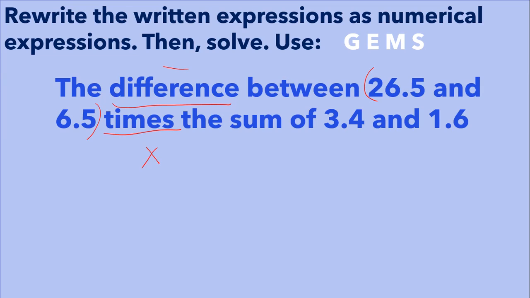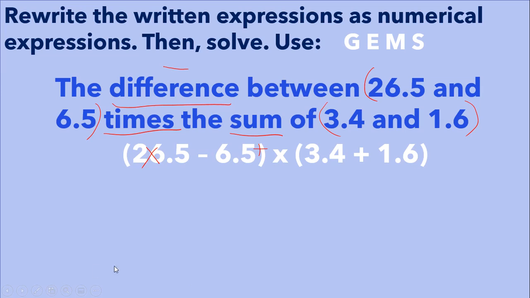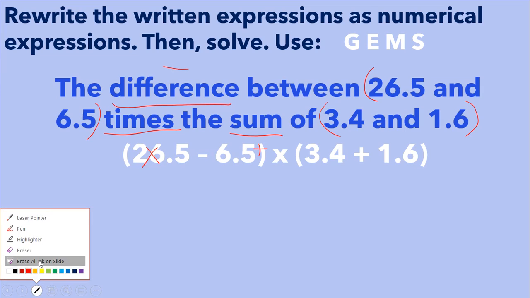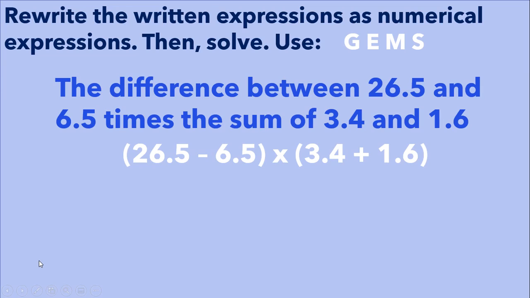Times means we're multiplying. The sum is addition, and we'll be adding 3 and 4 tenths and 1 and 6 tenths. Well, remember, the sum is the answer to an addition problem. So we need to find the answer to 3 and 4 tenths and 1 and 6 tenths before we can multiply both of these answers together. So here, and let me just remove all of our markings, we have 26 and 5 tenths minus 6 and 5 tenths times 3 and 4 tenths plus 1 and 6 tenths.